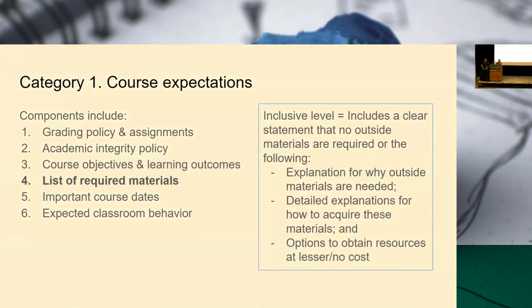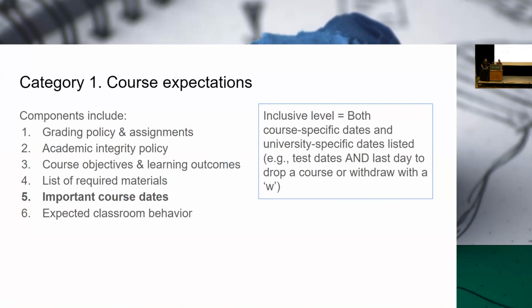Of course, we want to list required materials, share important course dates. What I found interesting about this, and a big change for me in my syllabus this year, is I have course-specific dates, but I also bring in university-specific dates, like when is the drop-add deadline? And some folks even go so far as to talk about how much financial aid you would lose if you drop, that sort of thing. That really helps students make informed decisions about whether or not they should withdraw from the class at this time.